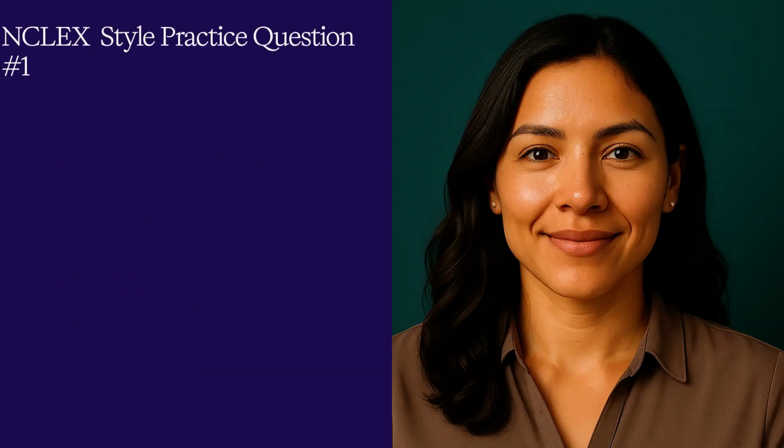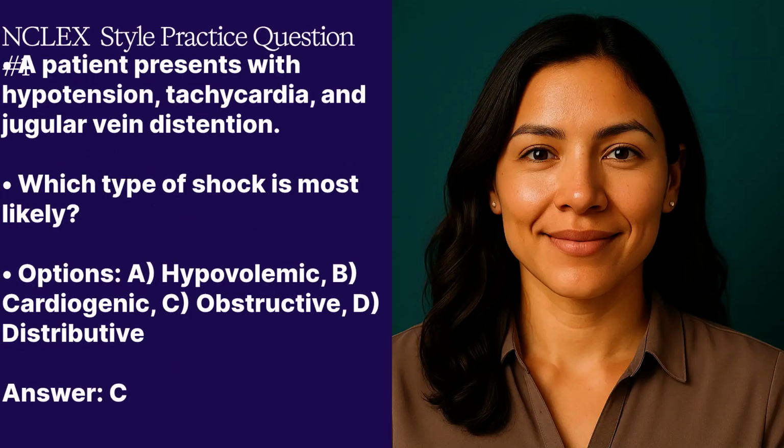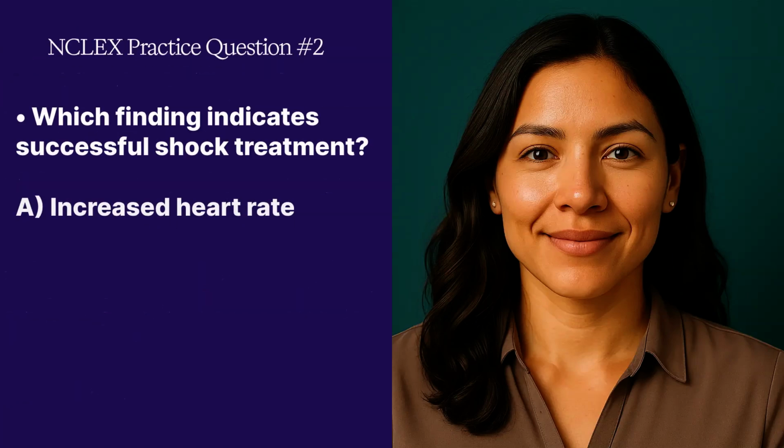Let's practice with an NCLEX style question. A patient presents with hypotension, tachycardia, and jugular vein distension. Which type of shock is most likely? Options: A, hypovolemic, B, cardiogenic, C, obstructive, D, distributive. The correct answer is C, obstructive shock. The presence of JVD with hypotension and tachycardia suggests an obstruction to blood flow, typically seen in conditions like pulmonary embolism or cardiac tamponade.